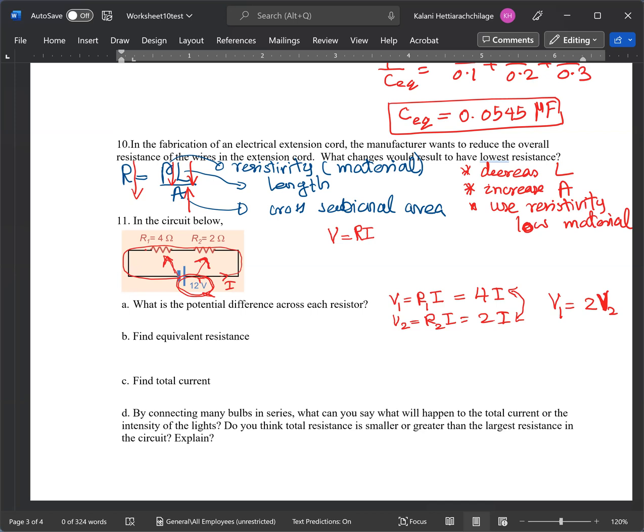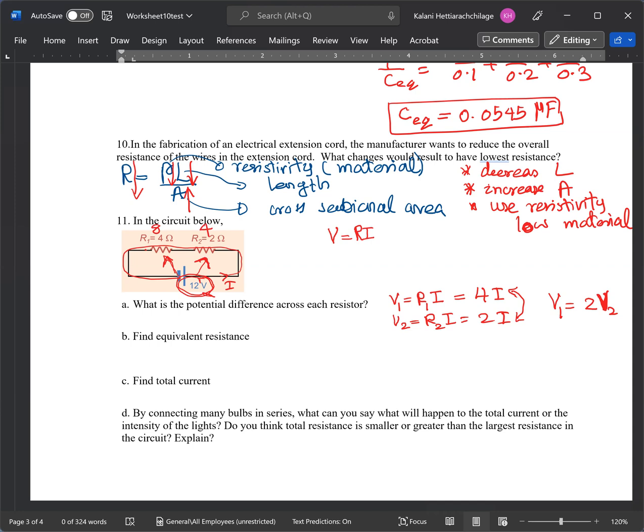That means the only possibility that I can have for this 12 distribution will be 4 and 8, right? That means in this resistor, I should have the 4, and the other one, I should have the 8. So we should have 4 and 8 voltage, right? And this one has 8 voltage. This one has 4 voltage, right?